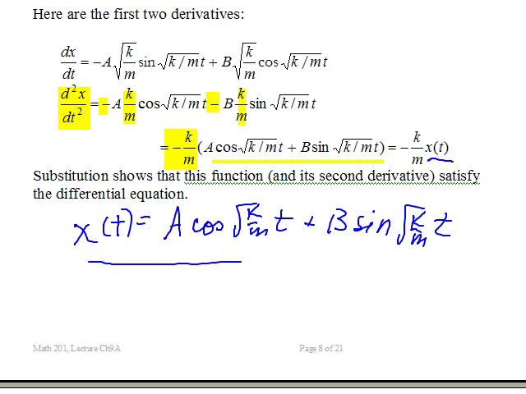That shows that this functional form satisfies this differential equation. Whether it's the only one that satisfies it, that's a whole other subject, but this functional form does satisfy that differential equation, and that's what we mean by solving a differential equation. It means finding this x of t, finding the functional form. In this case, it was a cosine plus a sine, and verifying that it does satisfy the differential equation.